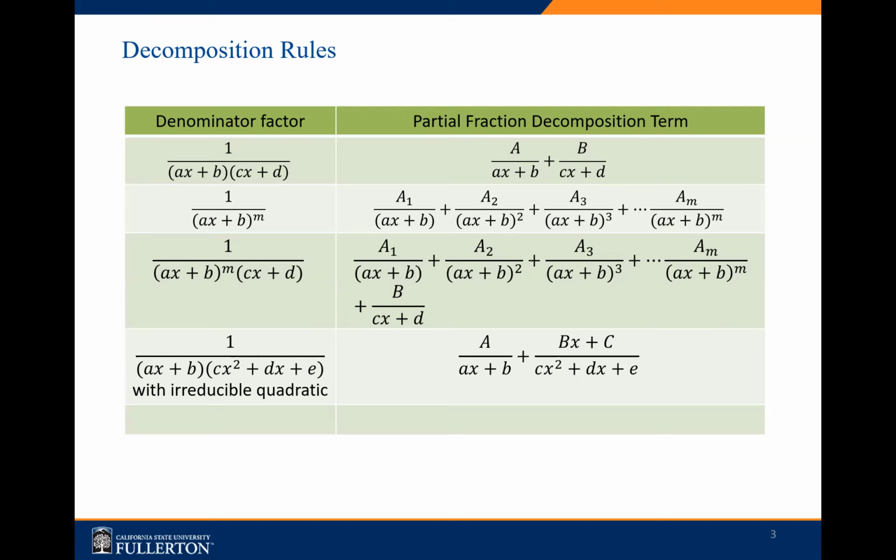If you have an irreducible quadratic, like in the fourth line, then 1 over (ax plus b) multiplied by (cx squared plus dx plus e) can be written as A over (ax plus b) plus (Bx plus C) over the quadratic. Note the inclusion of an extra term multiplied by x in the numerator.